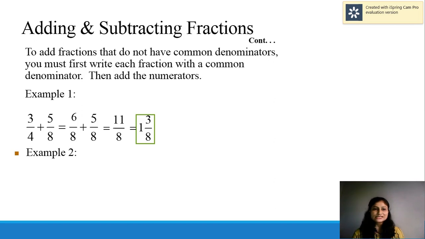Next example is 2 upon 3 plus 3 upon 4. First we make the denominator equal, 12, and here we get 2 multiplied by 4 is equal to 8, plus 3 multiplied by 3 is equal to, yes, it is 9.